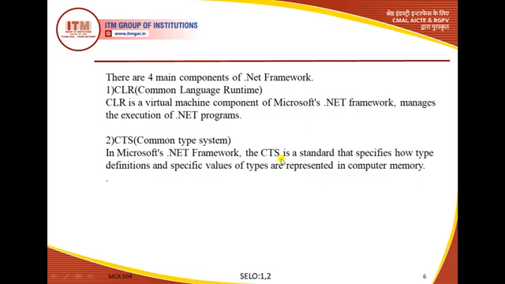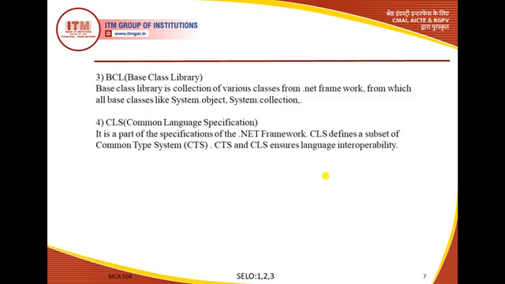It's called CTS. It's a standard, and it specifies how the type definitions and the specific values of the types will be represented in the computer memory, so that there may be no conflict where one language is using some data type and another language is using a different data type. In the memory there may be a conflict, but due to the presence of this standard specification already present in this architecture, this conflict will not come. So to avoid the conflicts and to make different languages working on different data types run on the common framework platform, this CTS has been incorporated in this architecture.